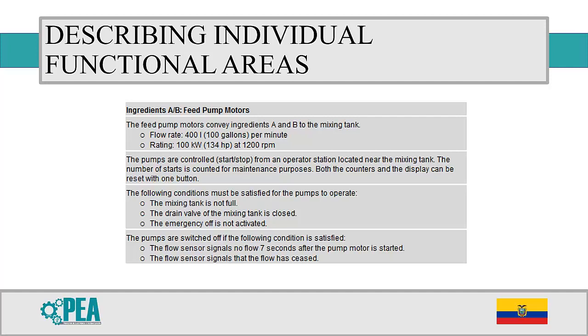And finally, the following conditions must be satisfied for the pumps to operate. The mixing tank is not full, the drain valve of the mixing tank is closed, the emergency off is not activated. These are conditions that must be held to operate, but we can also see them as conditions that, if they are not fulfilled, the motor should be off. I mean, even if the operator sends the command to turn it on, it should not do it.